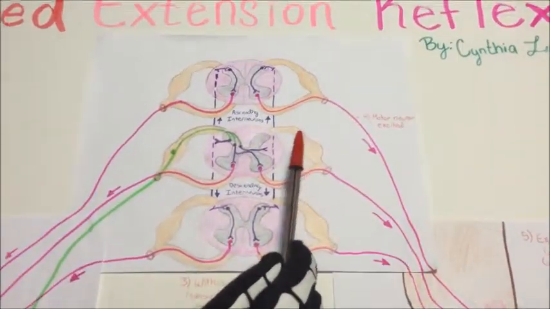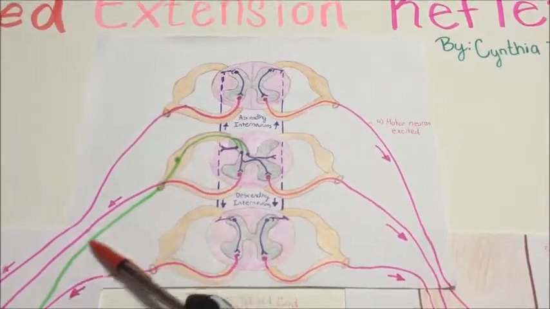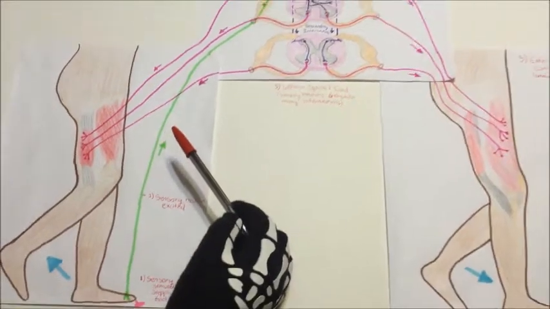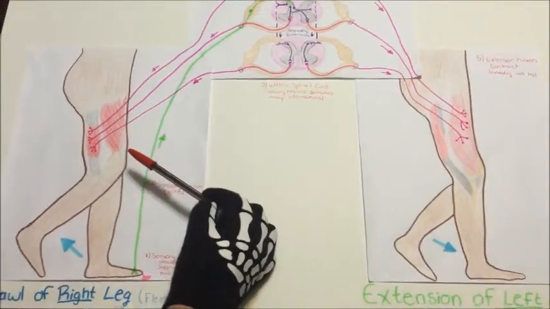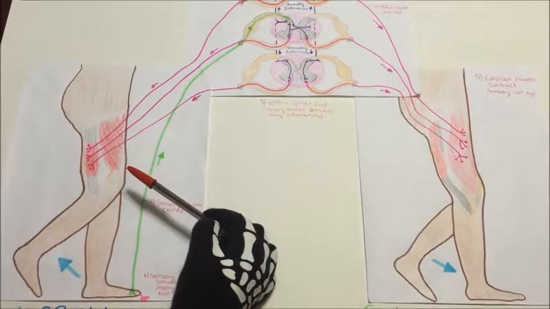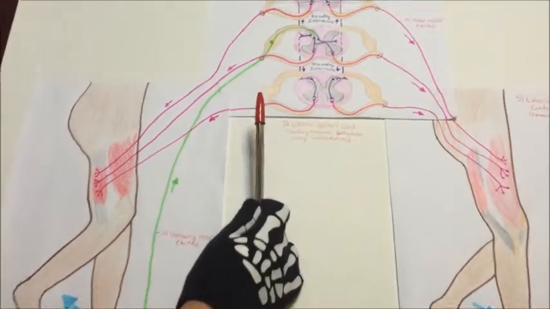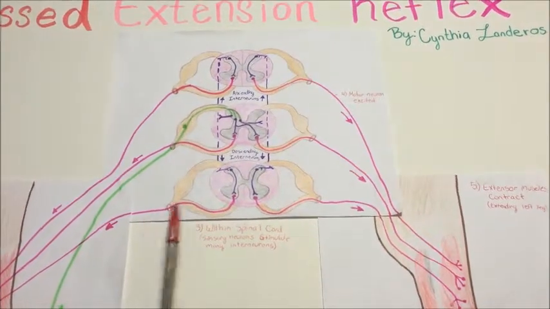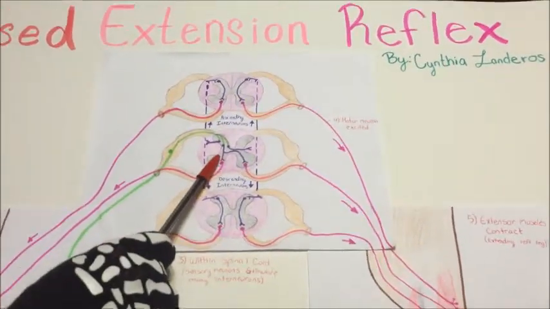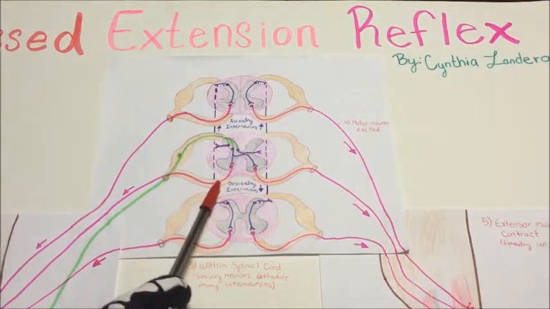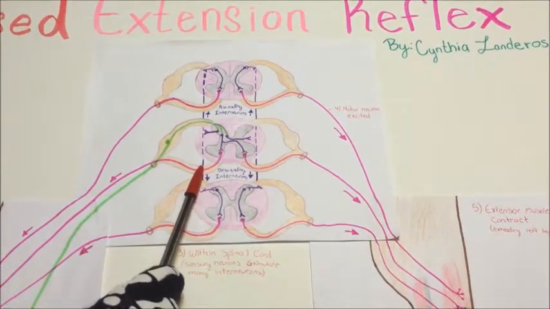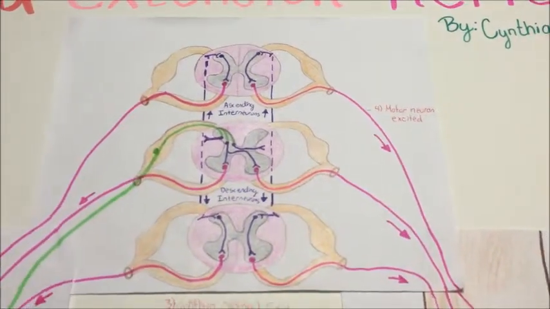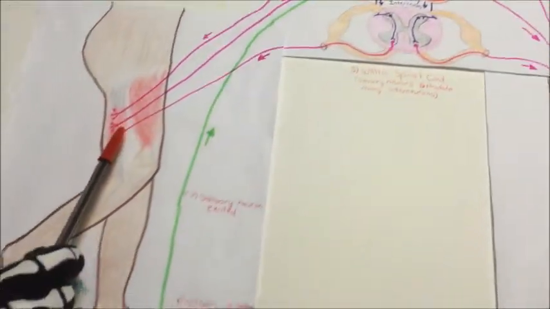As seen, the pseudopolar somatic sensory neuron, as shown in green, is vital to the cross-extension reflex. Without it, the pain signals would never get to the spinal cord. It is what synapses with the interneurons, as shown in purple, which synapse with the motor neurons, shown in pink, to produce the contraction of the muscles, in this case the right leg, which is its hamstrings.